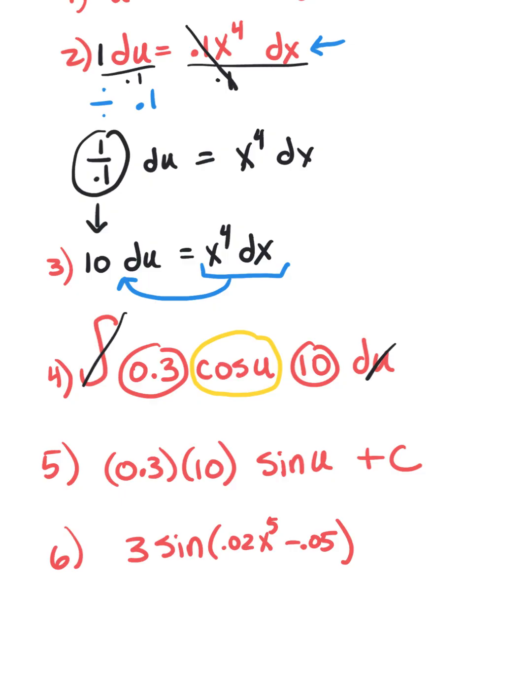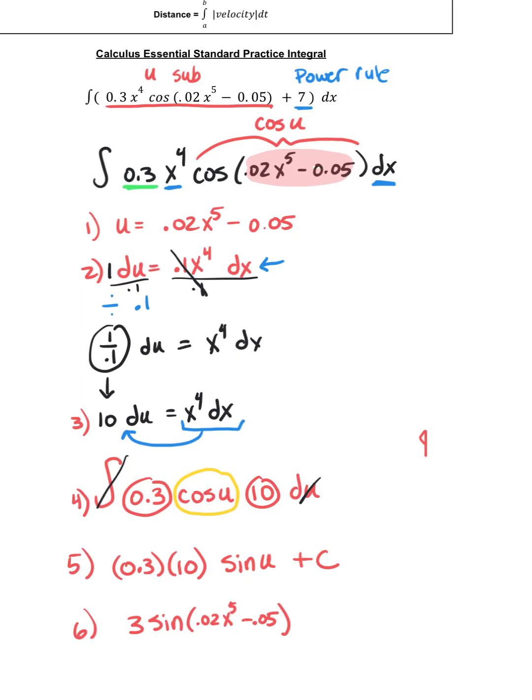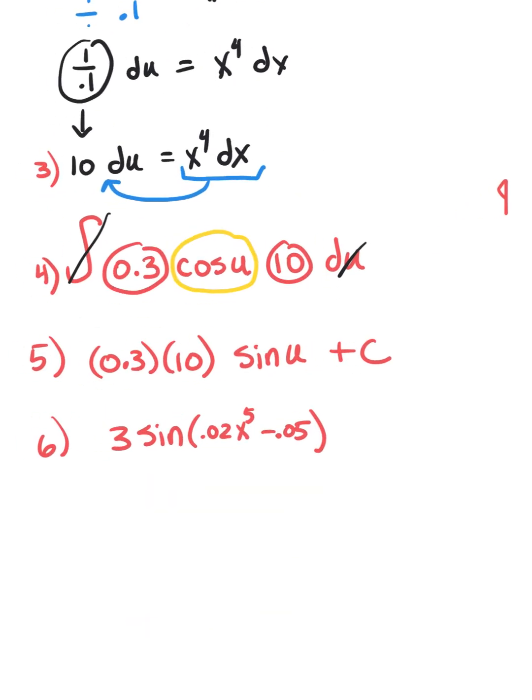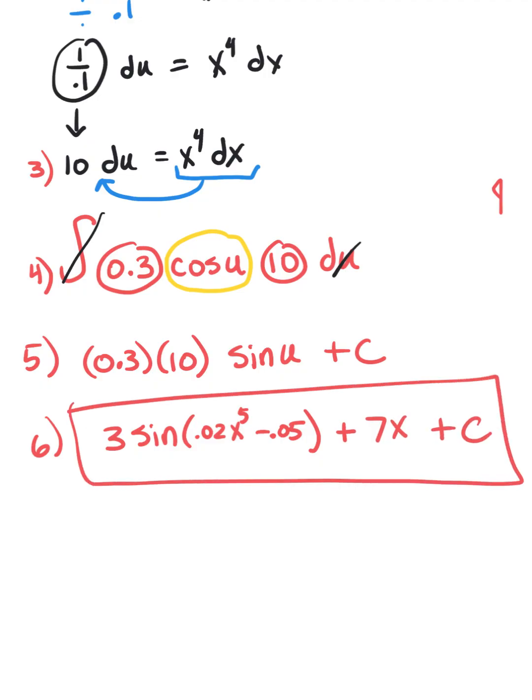So this right here is the antiderivative of that first term up here. This whole first term, the antiderivative is right here. Now we add in the antiderivative of 7 using the power rule. So the antiderivative of 7 is just plus 7x, and then, of course, plus c. There we go. There's our antiderivative.